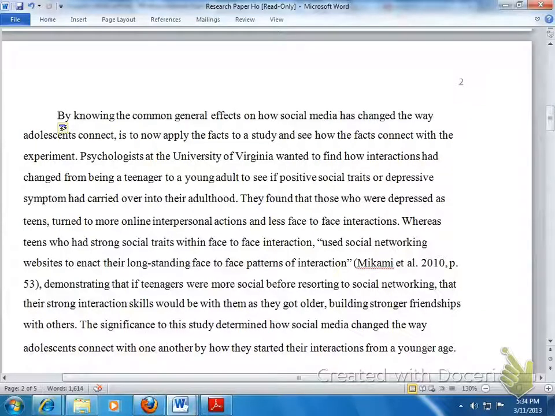Let's start by reminding ourselves what the thesis is that they're putting forward right now. Just a short, quick sentence. They're looking at how social media affects the way adolescents communicate. How social media has changed the way adolescents connect and communicate. So they have a sentence in the beginning right here.